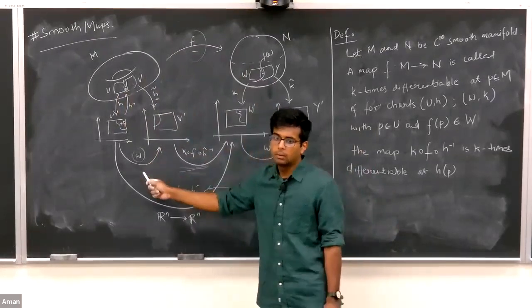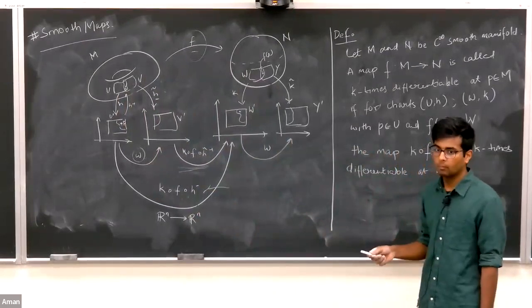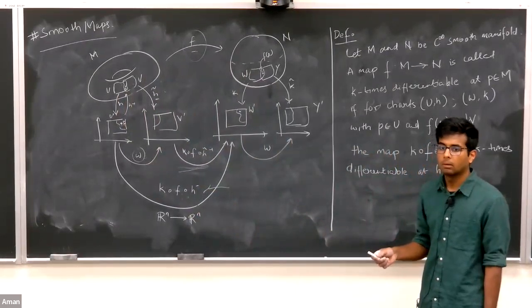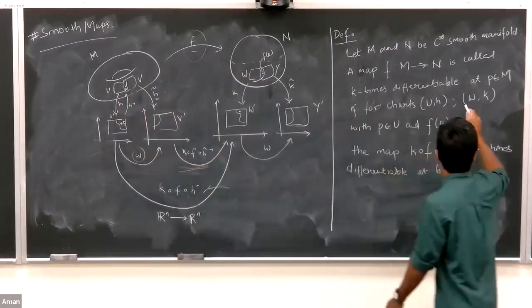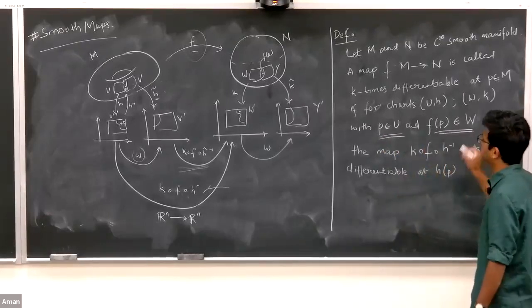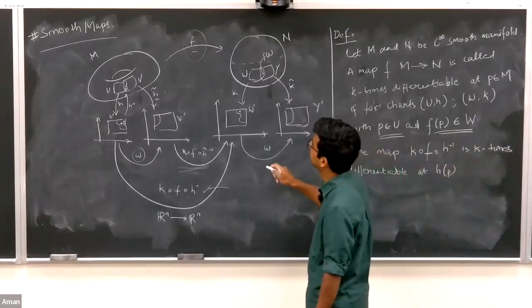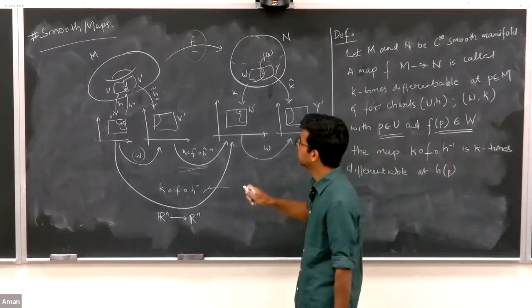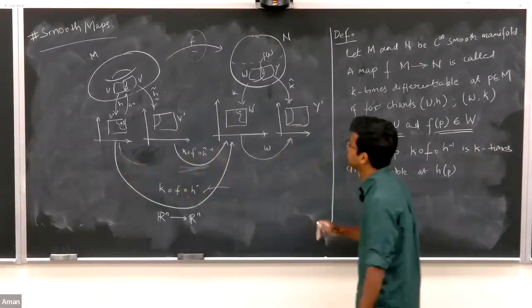So for the k times differentiable map, it doesn't matter what the point is. It doesn't have to be in the overlap. It does have to be, yeah, it does have to be in the overlap. So these are the conditions that it needs to follow: P should be in U, and F of P should be in omega. Right? So you could delete the omegas in this picture. Yeah, exactly, it won't matter. They aren't needed for the definition here.